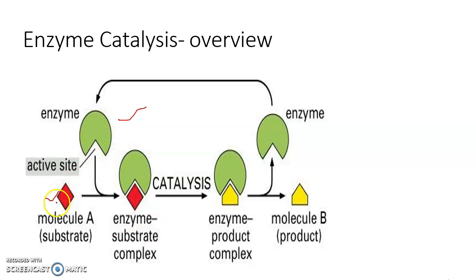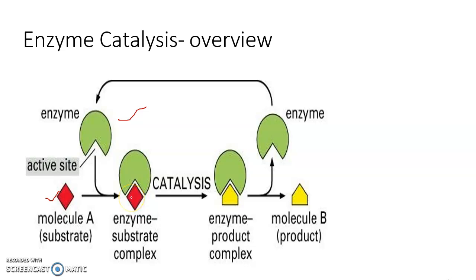This first one is the enzyme and this one is the substrate. The substrate molecule A is binding with the active site of the enzyme, and it forms the enzyme substrate complex. Then the enzyme will start the catalysis process, so it will catalyze the reaction. Now the substrate is converted into product, and the enzyme is again free in nature.